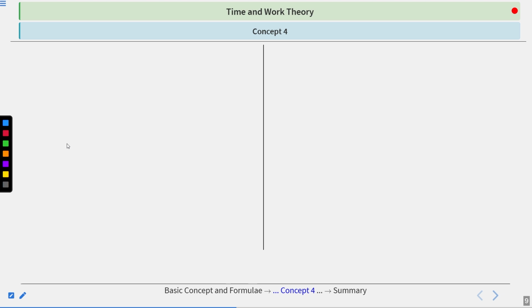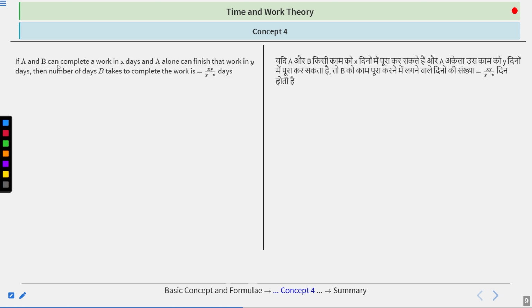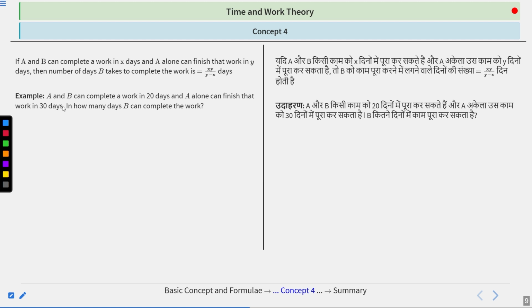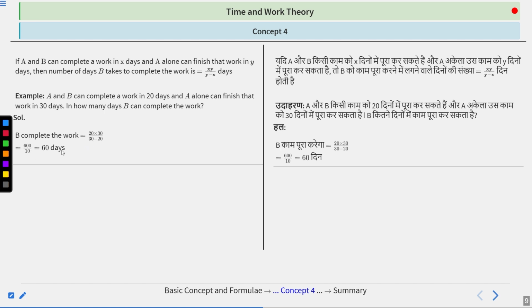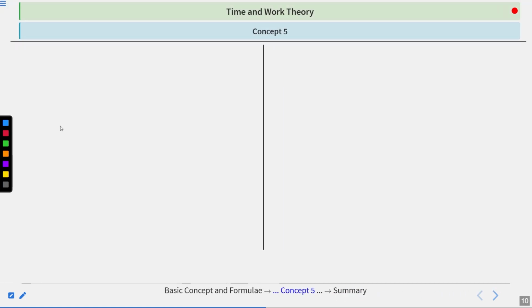Next one. Now concept 4. If A and B can complete a work in X days and A alone can finish that work in Y days, then the number of days B takes to complete the work is x into y upon y minus x days. For example, A and B can complete a work in 20 days. A alone can finish the work in 30 days. In how many days can B complete the work? For the solution, B can complete the work in x into y upon y minus x. So we just put the values, 20 into 30 upon 30 minus 20. So it will become 600 upon 10. So 60 days.